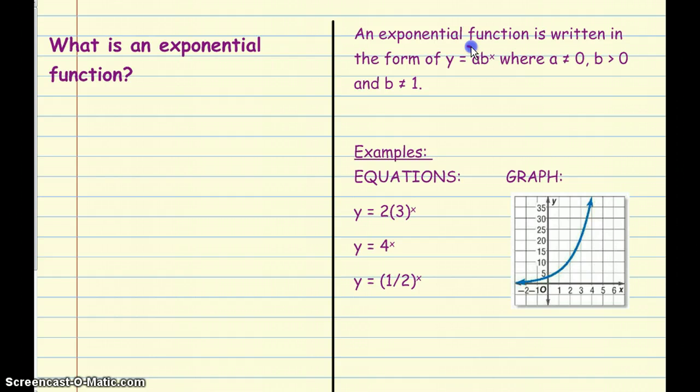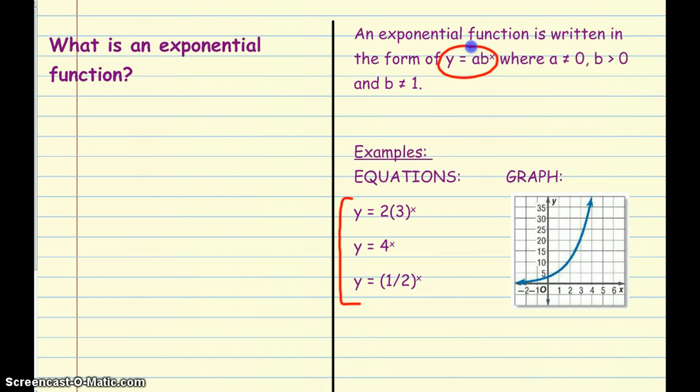Here's your equation right here. Exponential functions are in the form of y equals a b to the x power. A can't be 0 because that'll just make everything 0. B needs to be bigger than 0, and B has to be something other than 1. In this case, here are some examples of what exponential equations look like.